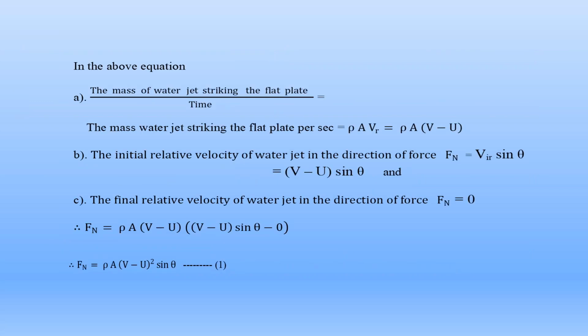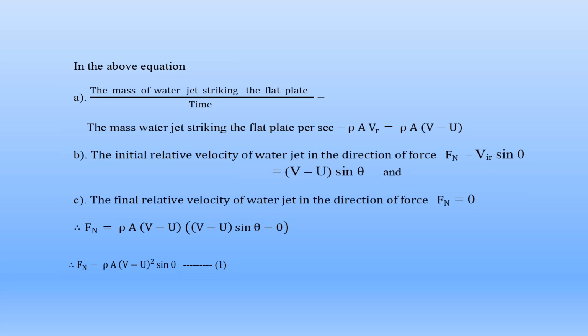Just now we discussed the mass of water jet striking the inclined flat plate per second is rho A into V minus U, because the water jet strikes the plate with relative velocity. The plate is also in moving condition. So the water jet strikes the plate with relative velocity, and the mass of water jet striking the flat plate per second is rho A into VR, that is rho A into V minus U.